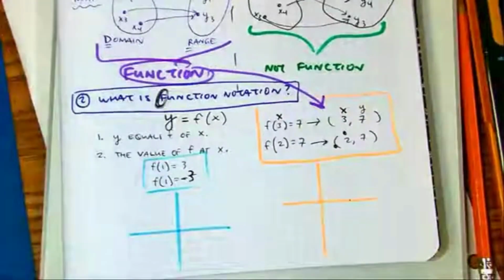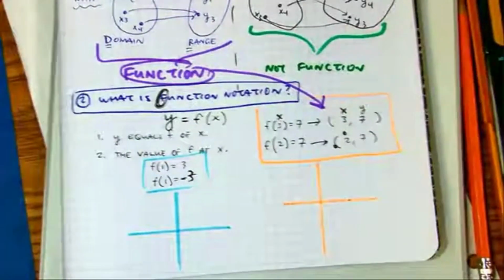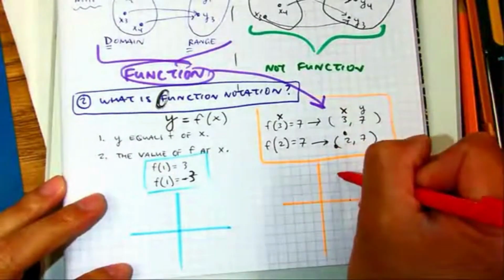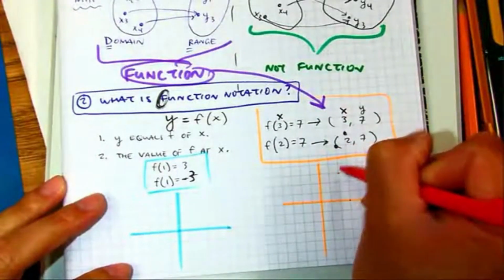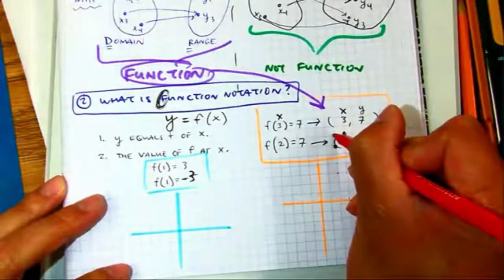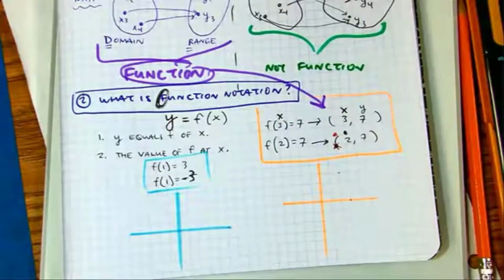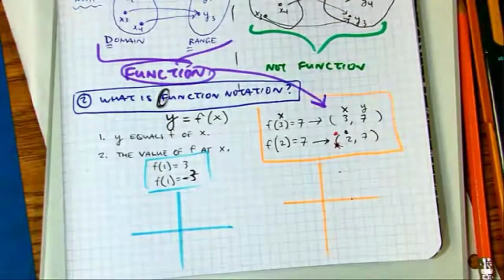Oh, sorry. I can't count. 3. Oh, it's supposed to be here. Not there. Thanks, Jesse. But it's still a function. Yes? Okay. 1, 3. 1, -3.